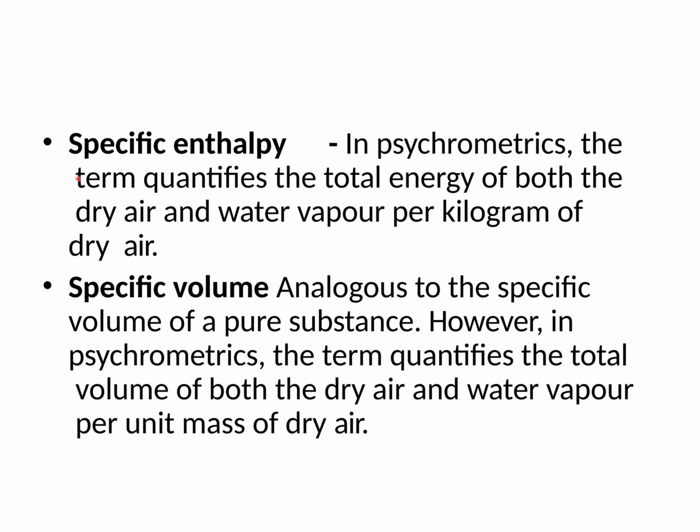So let's see some other definitions regarding psychrometric process. Another is specific enthalpy. In psychrometrics, the term quantifies the total energy of both the dry air and water vapor per kilogram of dry air. And specific volume is analogous to specific volume of the pure substance. However, in psychrometrics, the term quantifies the total volume of both the dry air and water vapor per unit mass of the dry air.